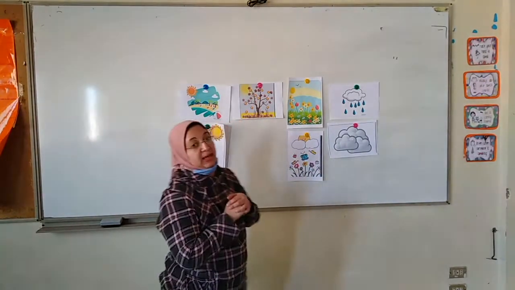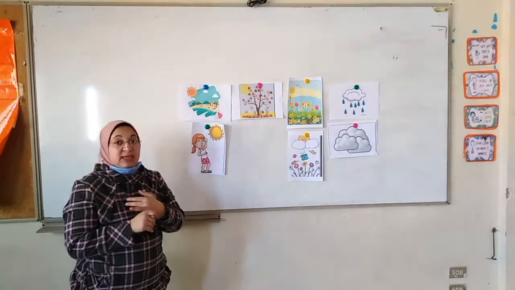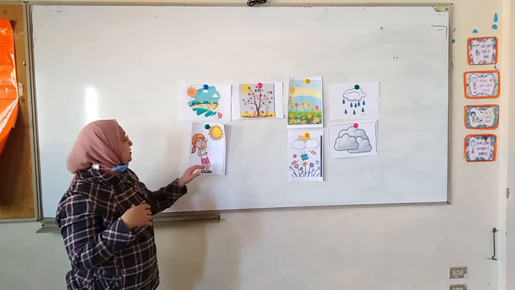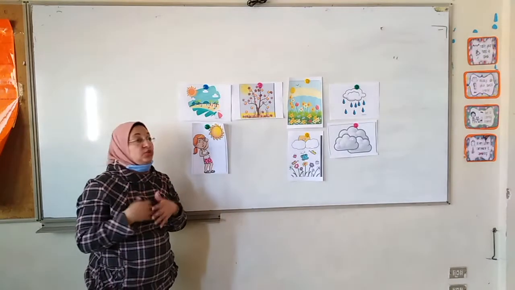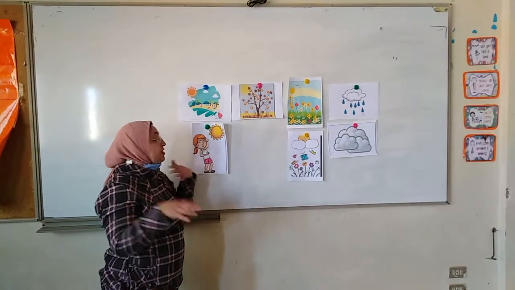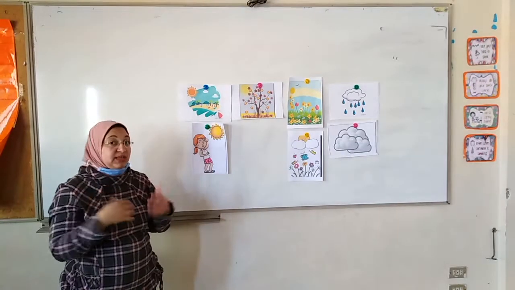Let's revise them again. We have here summer. In summer, the weather is hot, the sun is shining. I can wear light clothes like cotton t-shirts, cotton shorts, cotton skirts, or cotton dresses. Okay, you just feel hot all the time in summer because the sun is shining every day.